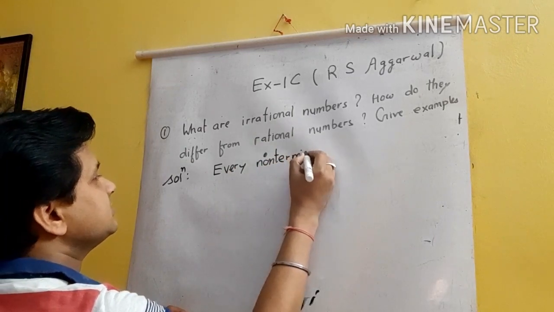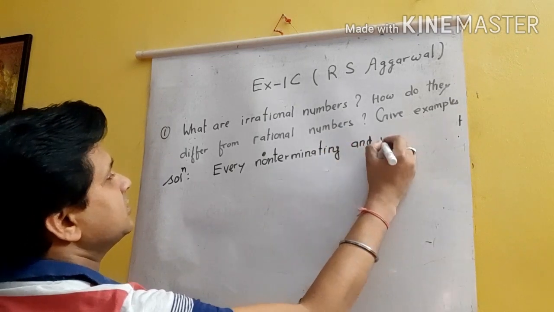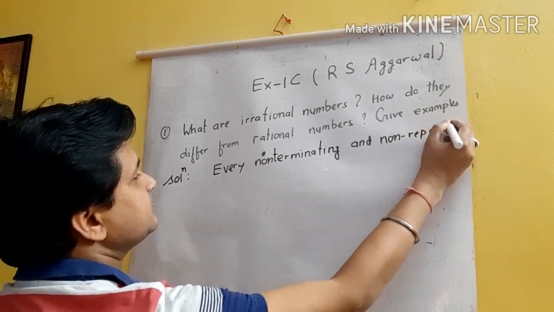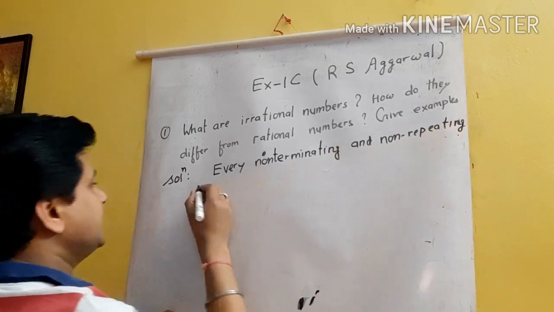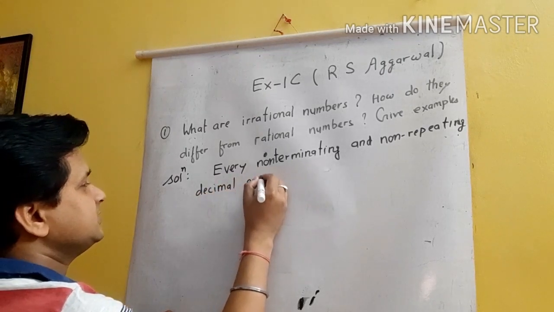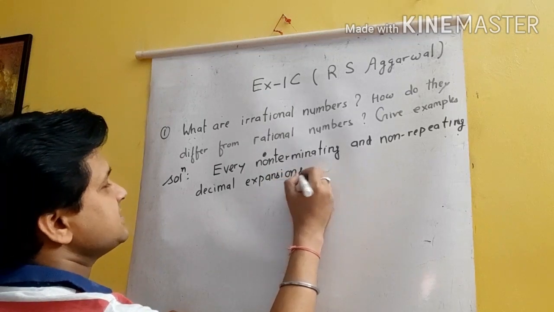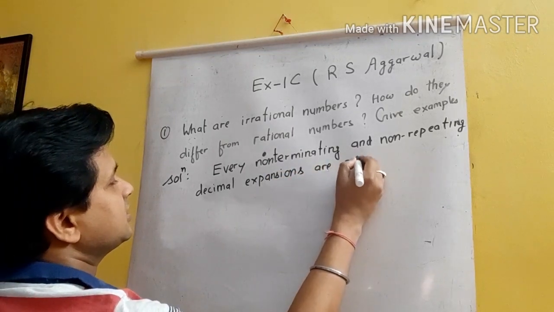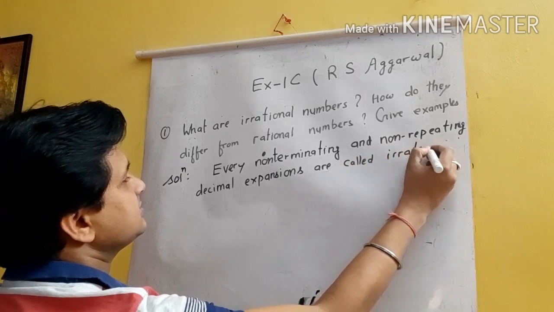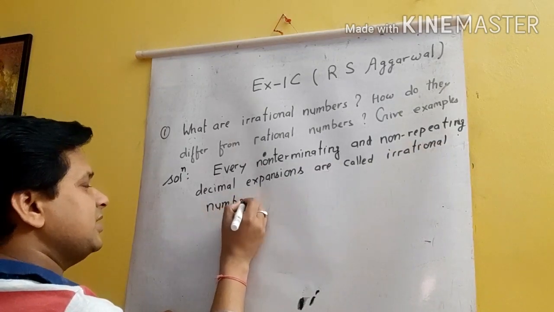Every non-terminating and non-repeating decimal expansion is called an irrational number. So this definition we have already read.